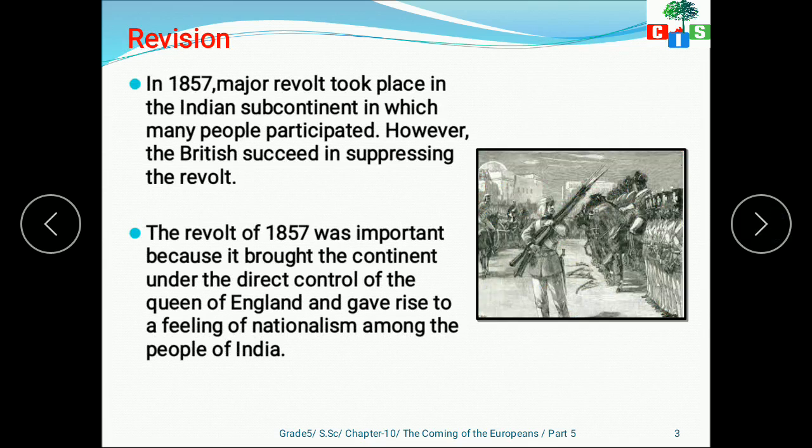In 1857, a major revolt took place in the Indian subcontinent in which many people participated. However, the British succeeded in suppressing the revolt. So there was a major revolt that occurred in 1857, where many of the farmers, soldiers, and Indian rulers all came together, and they fought against the Britishers, right? But the Britishers got success in this revolt also. They tried to suppress the revolt, and they got success also.